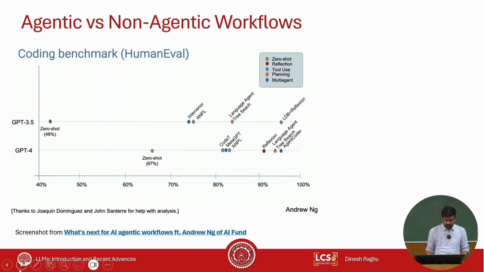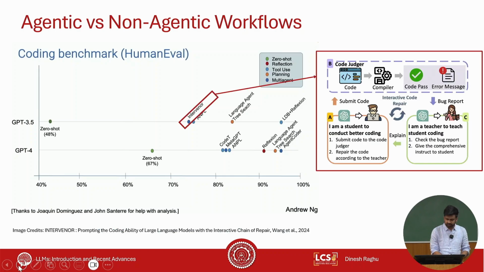So here zero shot is that you give it the description of the task, and then you give the problem that it's supposed to solve. The model should generate what is in the yellow, right? The meat of the function. So GPT 3.5 has about 48% accuracy on it, and GPT 4 has 67% accuracy on it. So these are the non-agentic way of solving the task.